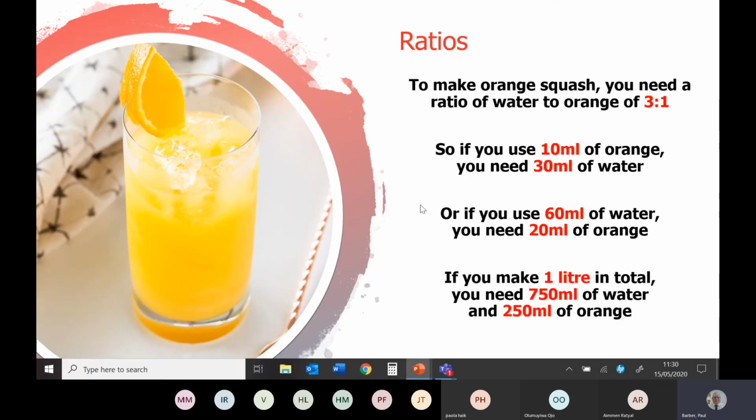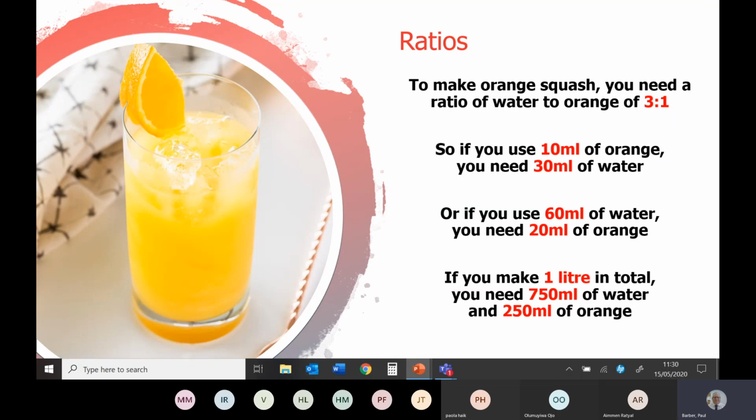And all I've got on the slide here is to reiterate that. So the orange squash, we need a ratio of water to orange of 3 to 1. Key thing there to note, I've said the ratio of water to orange is 3 to 1. So that means water is 3 and orange is 1, because I've said the ratio is water to orange. If I'd said the ratio was orange to water, it'd be 1 to 3. It's always important to keep the ratio the same way round as you're expecting it.